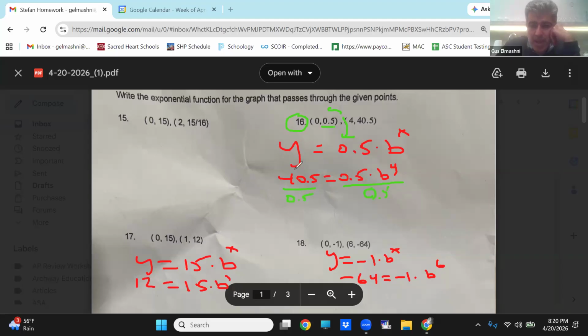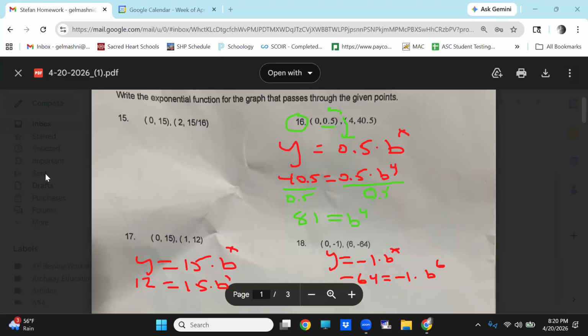Then let's use a calculator. What's that going to be? 40.5 divided by 0.5. You can use a calculator. It's 81, is it? Yep. And then last step, you need to get b by itself. It's not quite by itself because it's raised to the 4 power. So what do you have to do to both sides to get rid of the 4 power?